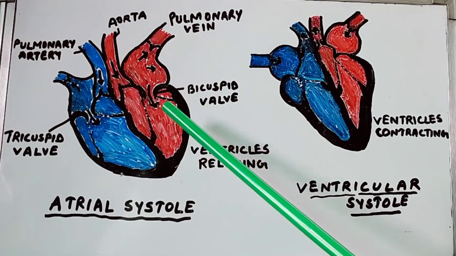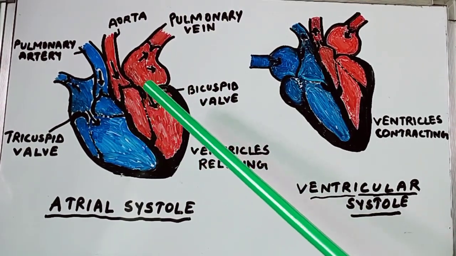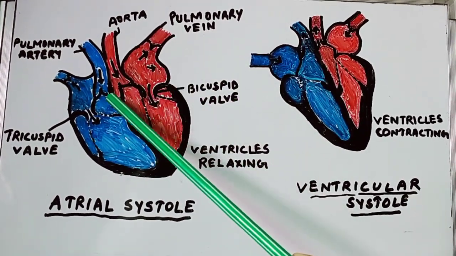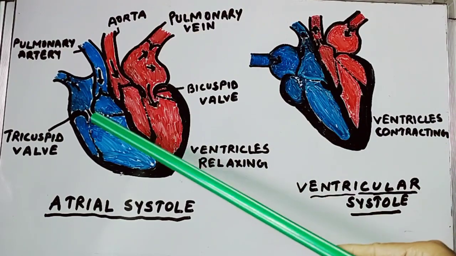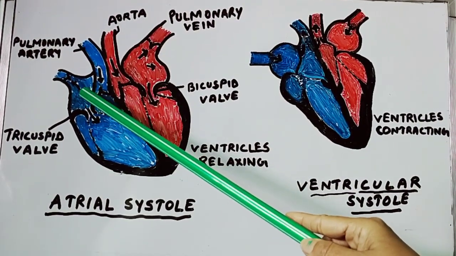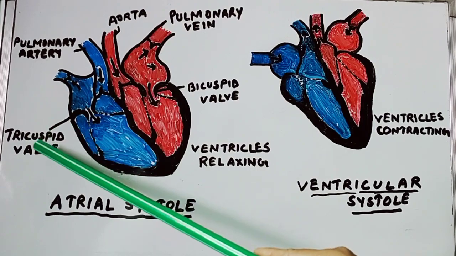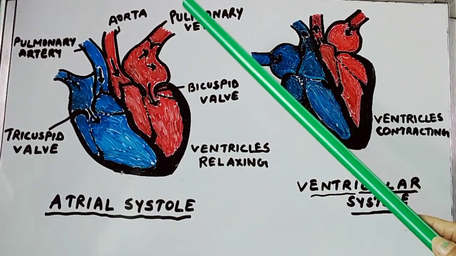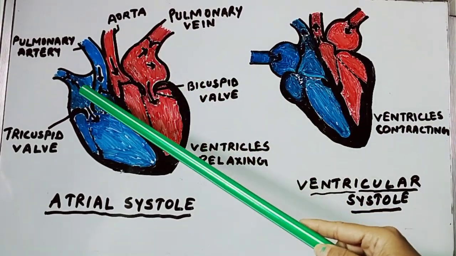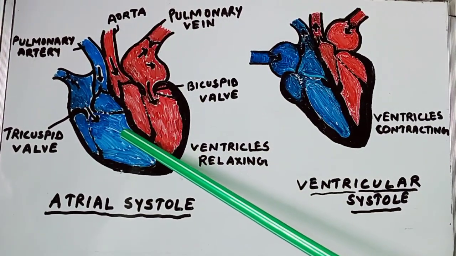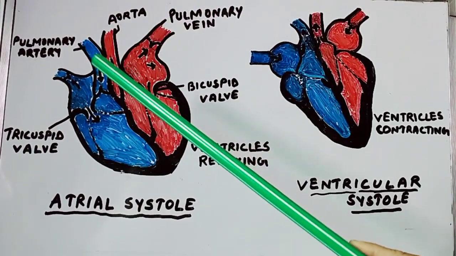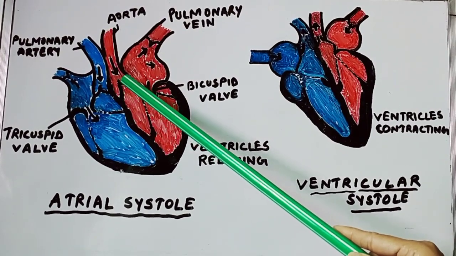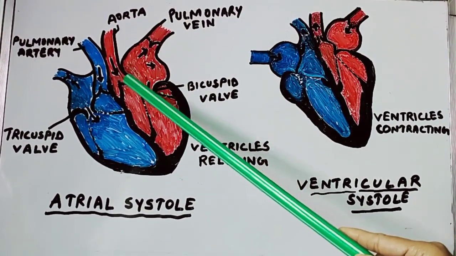While they're pumping the blood, you have to remember there are four valves in the heart. Two are atrioventricular valves and two are semilunar valves. Atrioventricular valves means one is between the right auricle and right ventricle, that is the tricuspid valve. Another is between the left auricle and left ventricle, that is the bicuspid valve. Now, when auricles are pumping the blood into the ventricles, these valves remain open, while the semilunar valves, present in the pulmonary artery and aorta, remain closed.